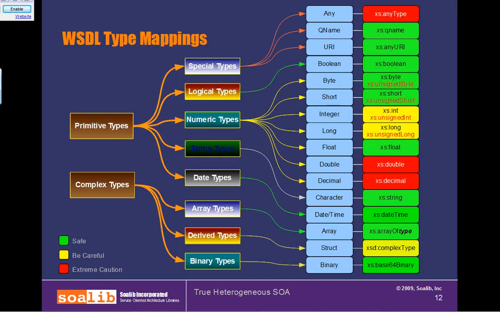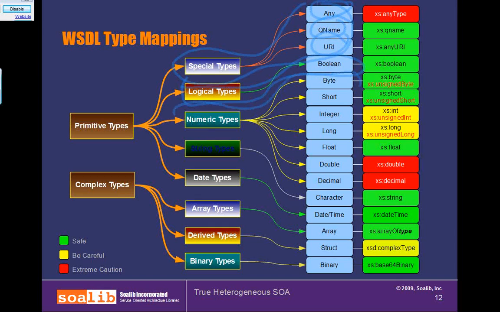These are spatial types, which are composed of any type, QName, URI. So this leads to the spatial types. And then on the logical type, we only have the Boolean. On the numeric types, we have a number of things: byte, short, integer, long, float, double, and decimal. These all fall into the numeric type, XML data type mapping. On the string type, we only have the character type. On the date type, we have the date time type.